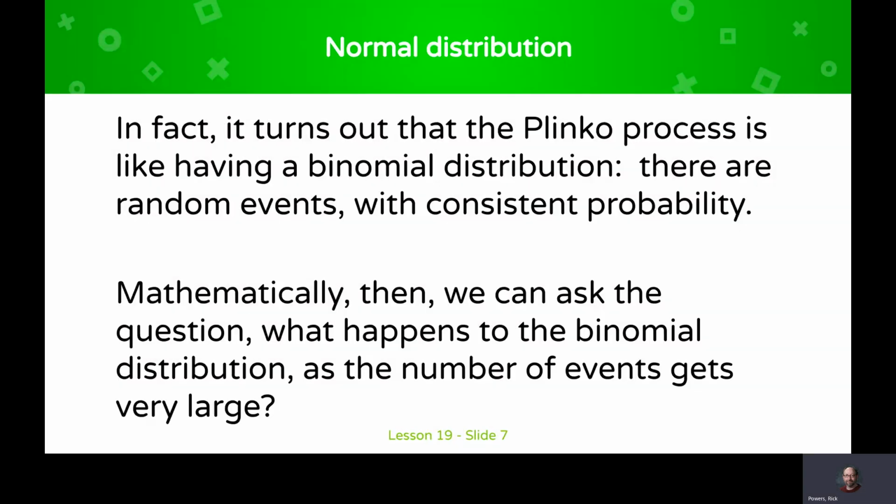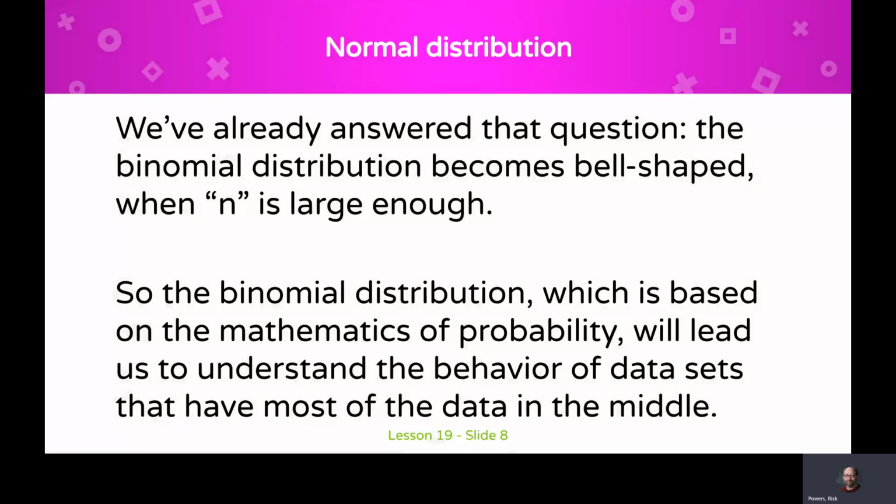In fact, it turns out that the Plinko process is like having a binomial distribution. There are random events with consistent probability. Mathematically, then, we can ask the question, what happens to the binomial distribution as the number of events gets large? We've already answered that question. The binomial distribution becomes bell-shaped when n is large enough.